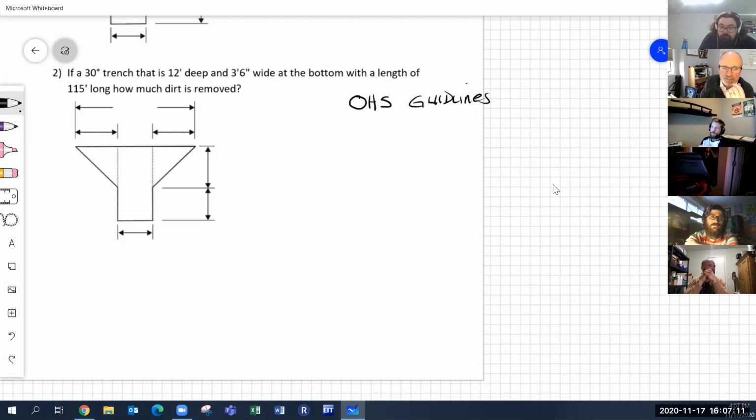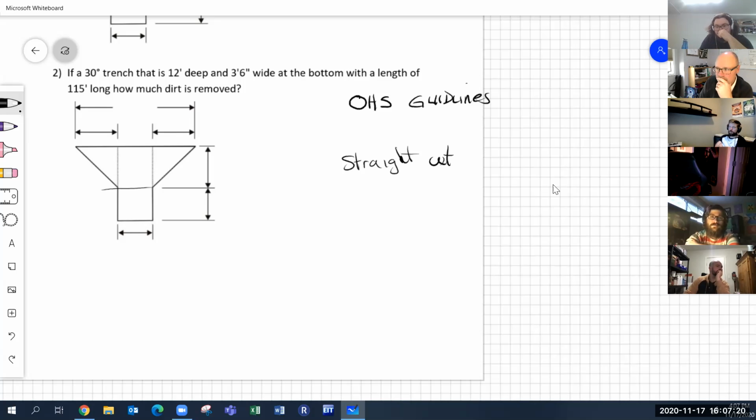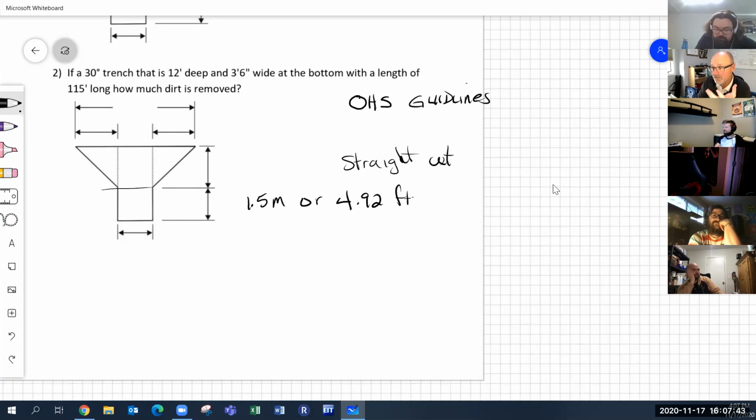Does anybody know how deep you can go in a straight cut trench? 5 feet. I would have guessed a meter. Isn't it 1.8 meters? I think it's 5. It's actually 1.5 meters, or 4.92 feet. That's 5 feet, right? It's not 5 feet, it's 4.92 feet.